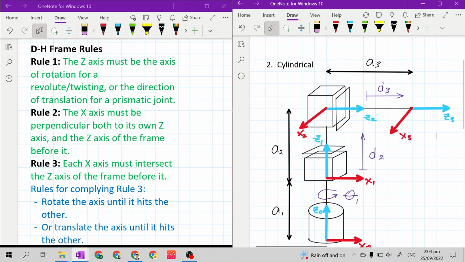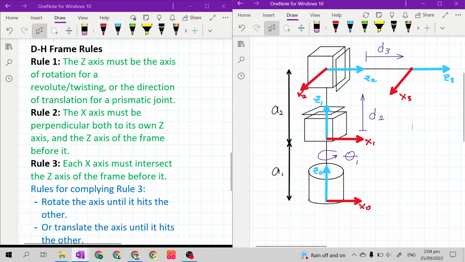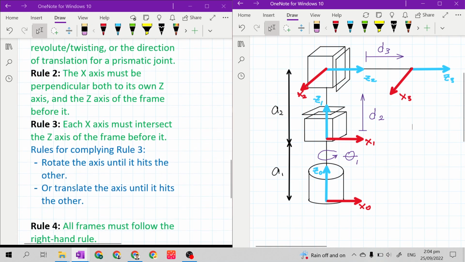Okay, so this is for rule 2. Okay, next is rule 3. Rule 3 is also about the x-axis. Each x-axis must intersect the z-axis of the frame before it. So what does it mean? The x-axis must intersect the z-axis of the frame before it.